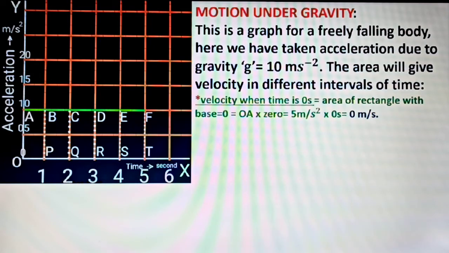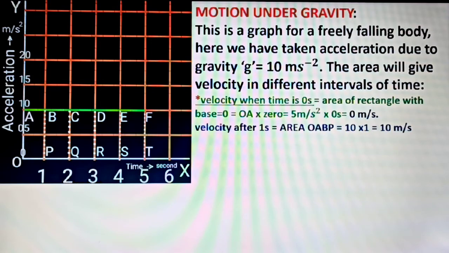Now, velocity when time is equal to 0 is equal to area of rectangle whose base is 0, that is equal to OA into 0. You have to imagine a rectangle whose base is 0. We have 10 meter per second square into 0 second, that is 0 meter per second.